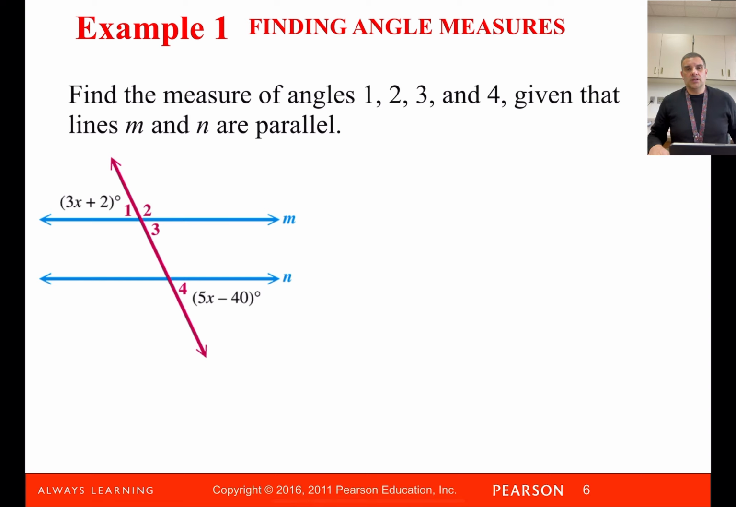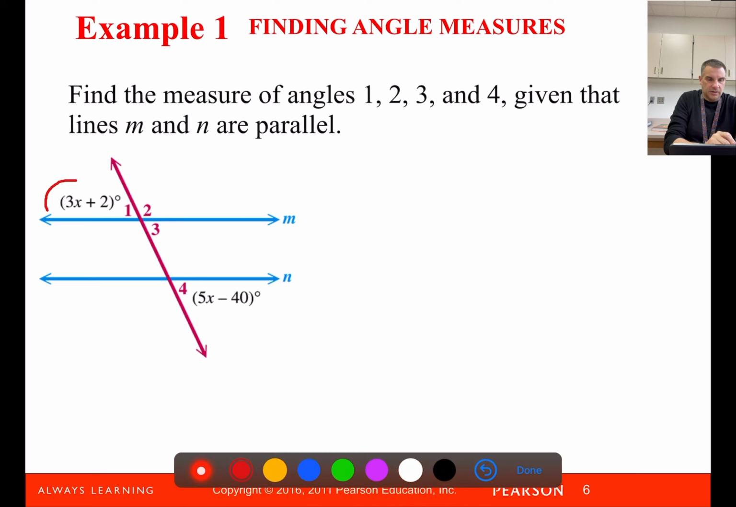So let's find angle measures. It says find the measure of angles 1, 2, 3, and 4 given that M and N are parallel. So the first thing I identify is I look at it and say, okay, I've got two angles here and here. Those two angles are both on the outside, on opposite sides of the transversal and non-adjacent. So those are alternate exterior angles.